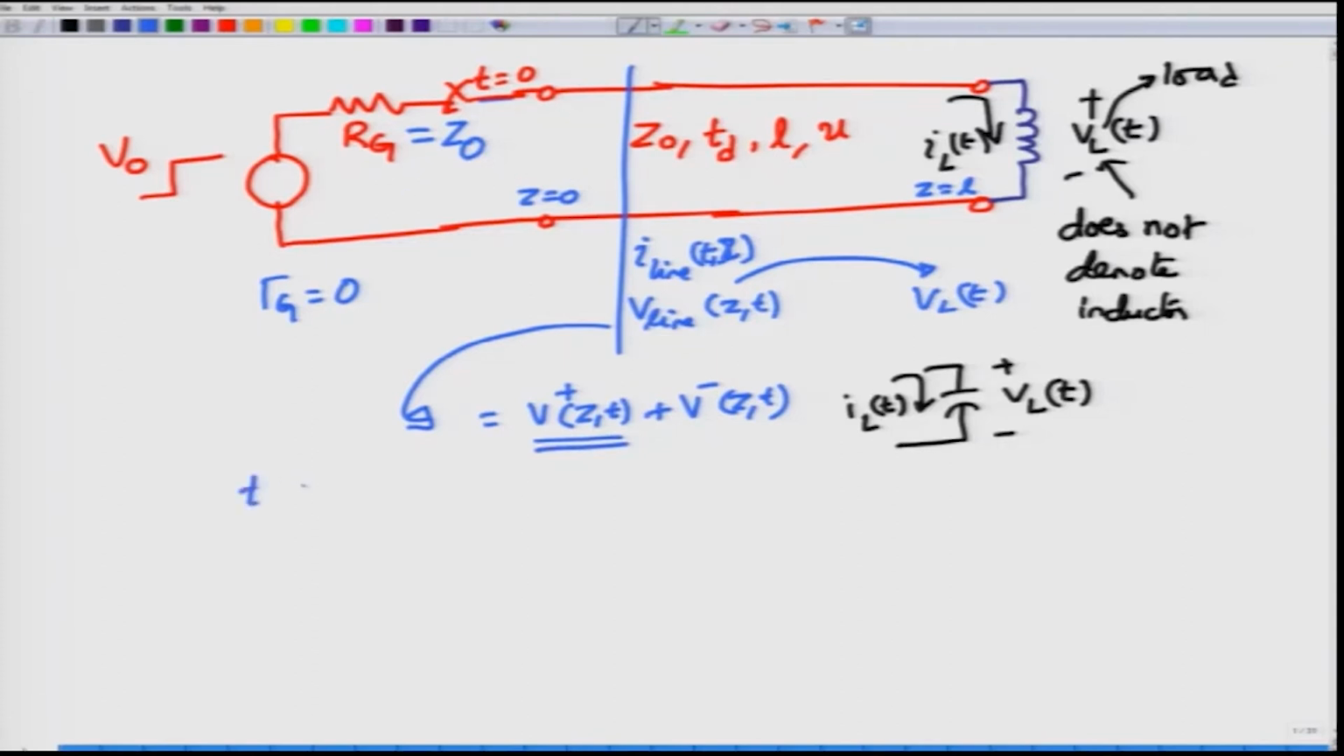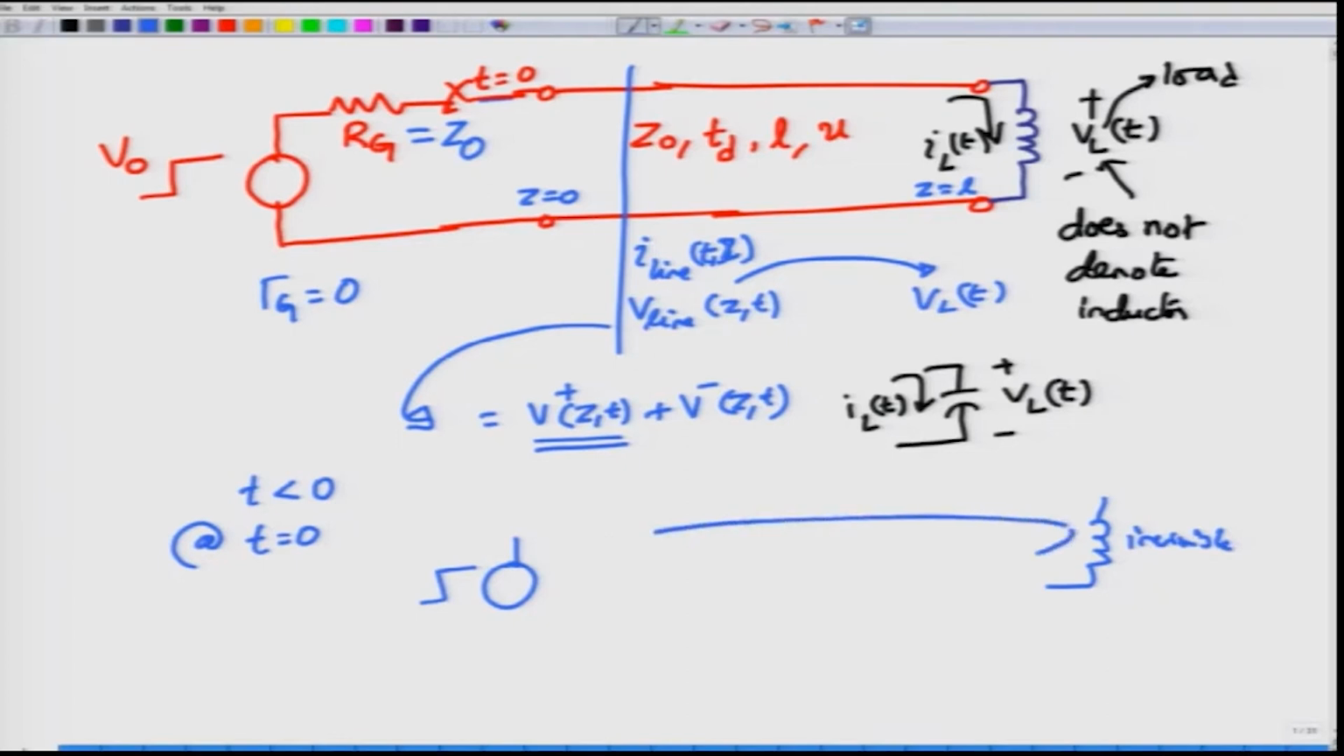Before the switch is closed, that is for t less than 0, we assume that the entire circuit is not energized, which means there are no initial currents or no initial voltages at any point on the transmission line. So at t equal to 0, when we turn on the switch, the generator has still not seen the load here. The load is invisible to the generator. This is because this first incident voltage has to go, get reflected and then come back, right?